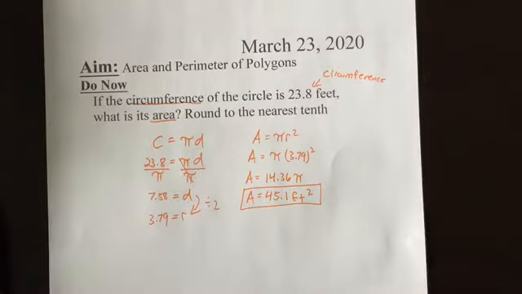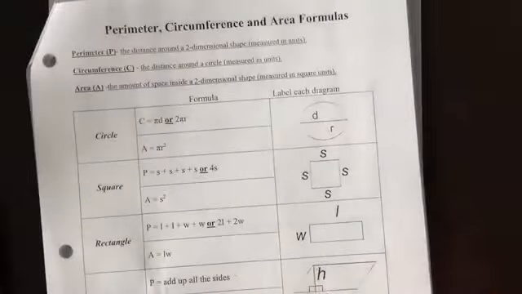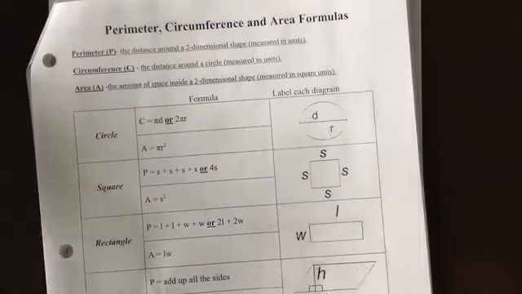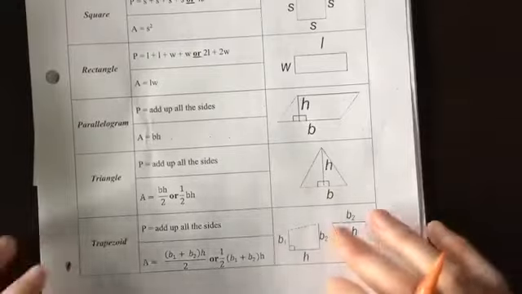So last week for 2 days we talked about area and circumference of our circle. Today we're going to bring that out to polygons, our many-sided closed figures, and talk about area and perimeter of our polygons. So we want to go to page 21 in our booklet and just take a look at our formula sheet. Now this formula sheet, we've got circles, squares, rectangles, parallelogram, triangle, trapezoid.